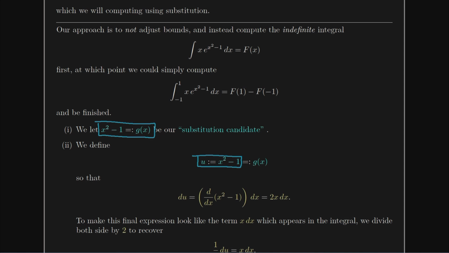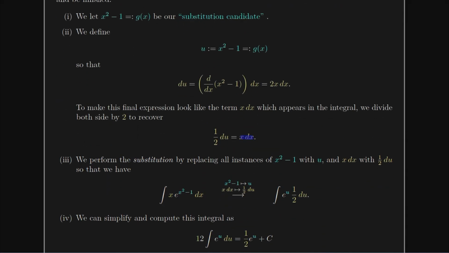Then we compute du by taking a derivative in the variable x, which I already said was 2x. My original expression only has an x in it. Here I've got a 2x. If du is equal to 2x dx, I can divide both sides by 2 and say du over 2 is equal to x dx, which was in my original problem. So let's replace the term x dx in the original problem with 1/2 du, and replace x squared minus 1 with u. So x squared minus 1 becomes u, x dx becomes 1/2 du, and we end up with the antiderivative 1/2 e to the u du.